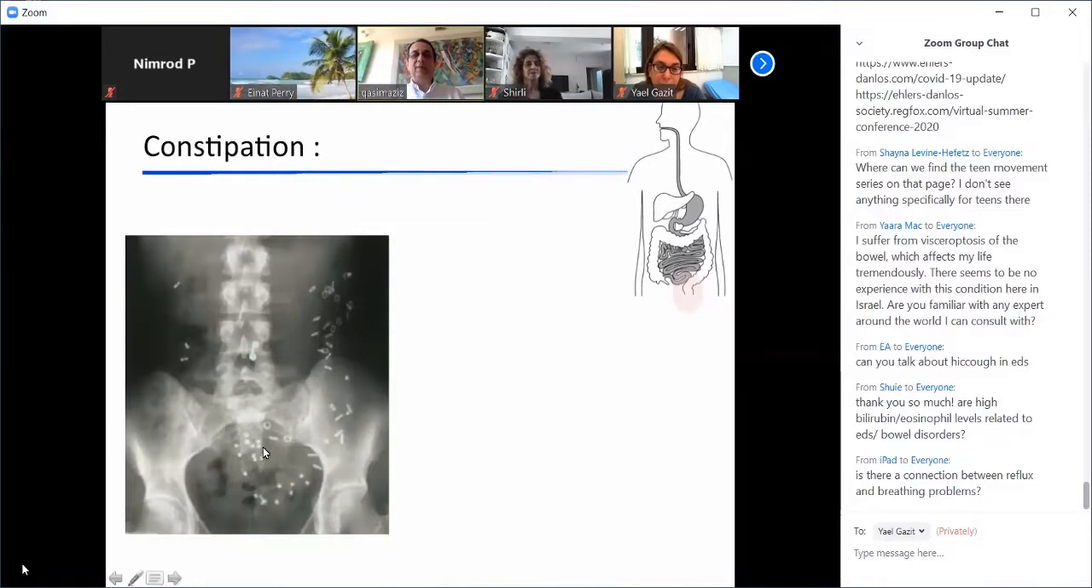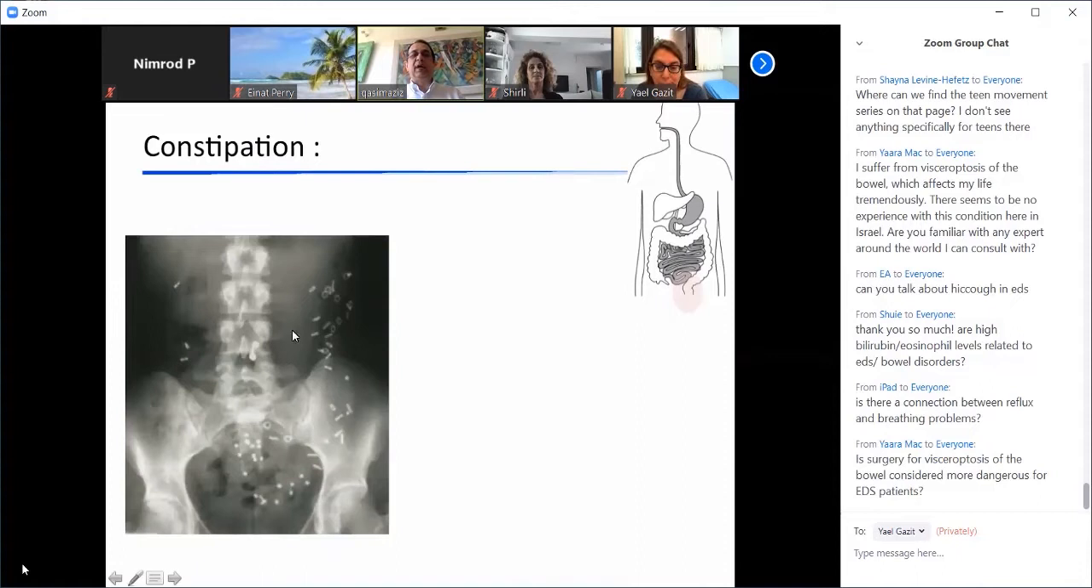But what you find here is, because this is an X-ray and because these markers are all visible on an X-ray, you can see that all the markers are still present in the colon, mostly on the left side of the colon, but some in the middle part of the colon as well. So this means that the transit of these markers is very slow in the colon, and we describe this as slow transit constipation.